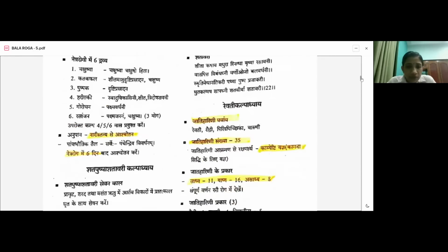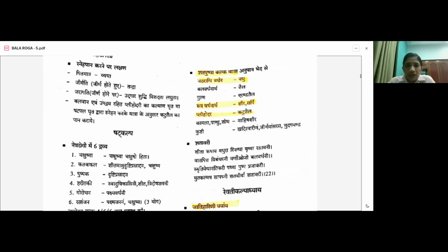And coming to Shatapushpa Shatavari Kalpadhyayam. Here Shatapushpa Kalka Matra Anupana bhede se kaha gaya hai. That is जठराग्नि वर्धनार्थ मधु, Shatapushpa के साथ madhu can be taken as anupana, and for balavardhanartham taila can be used, and rupa vardhanartham kshira and sarpi can be used. Okay, and Plihodara, Katutaila can be used. So we have discussed earlier Katutaila is Pliha Nashanam. So along with the Shatapushpa, Katutaila can be taken as Anupana in case of Plihodara. Okay.